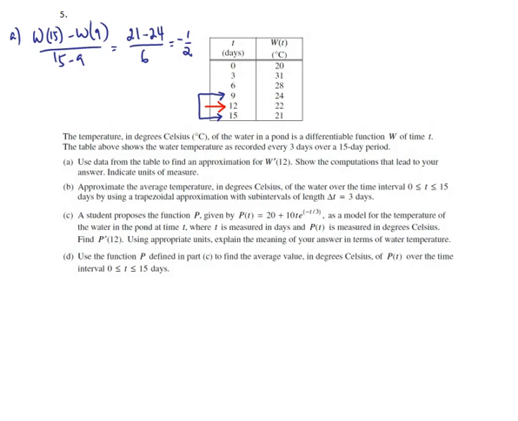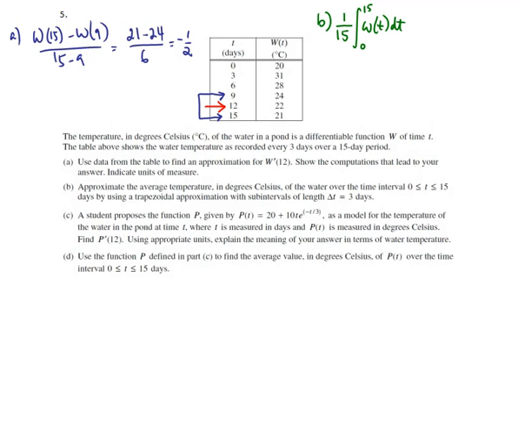Second, for part B, we want to approximate the average temperature in Celsius of the water over the time interval from 0 to 15. Since we want the average value of the temperature function, that is the integral divided by the interval. So we multiply by 1 over 15, which is the width of the interval, times the integral from 0 to 15 of W of t dt.